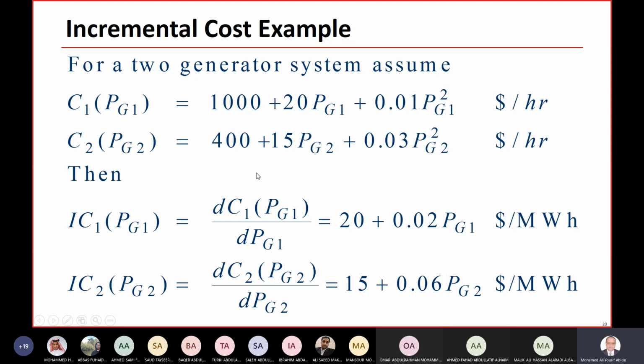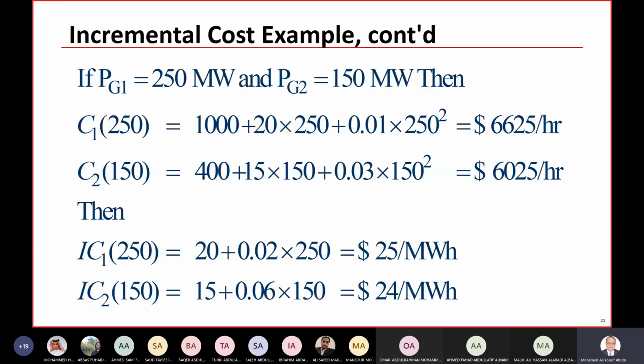For the second one, also take the derivative, and the constant will go. So it becomes 15 plus 2 times 0.03 PG2, which is 0.06 PG2. So this is the incremental cost of this generator. If you have a specific value of PG1 and PG2, you can calculate how much the cost and the incremental cost are at this loading level.